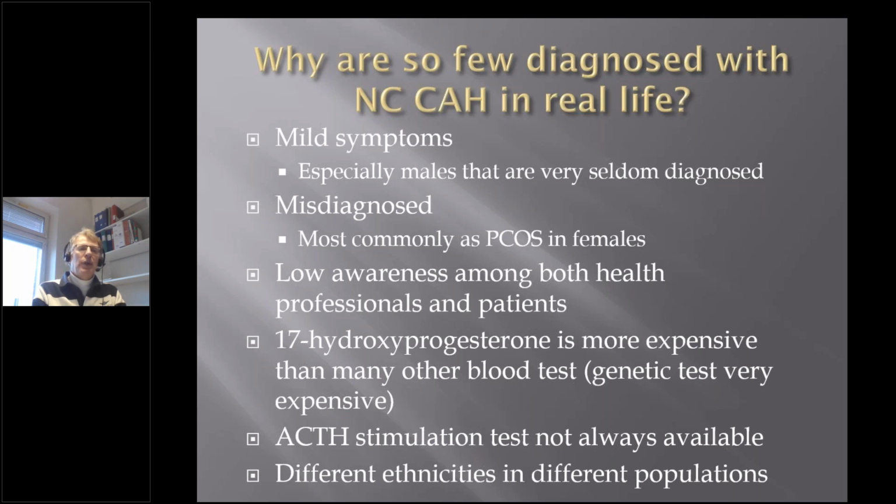17-OHP is a little bit more expensive than other blood tests. And if you do a genetic test, it's very expensive and might not be available in some centers. ACTH stimulation test is not available in all centers either, unfortunately. And probably there is some difference in the prevalence in different ethnicities. So all studies I showed previously were done more or less in high prevalence ethnicities, while in countries like Sweden and Denmark, it's probably a lot lower than 1 in 1,000 or 1 in 200 who has non-classic CAH. So most of our patients are of other ethnicities, are immigrants.